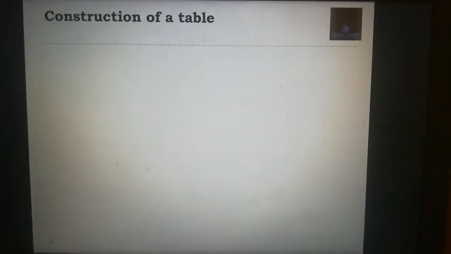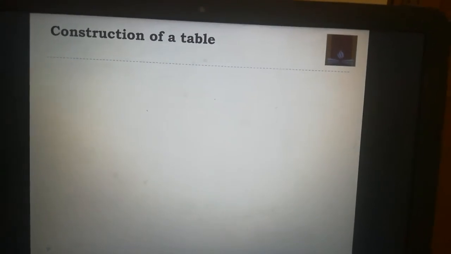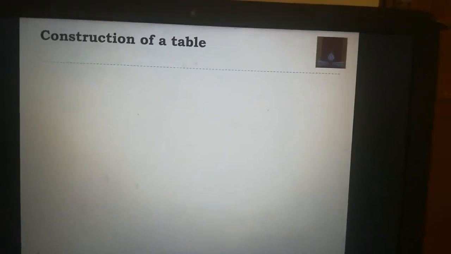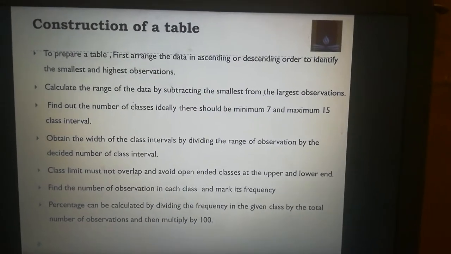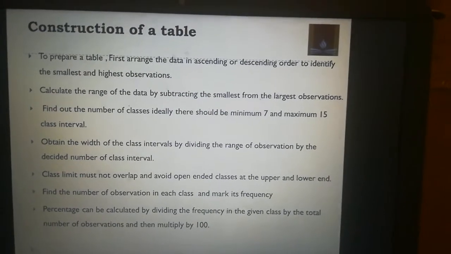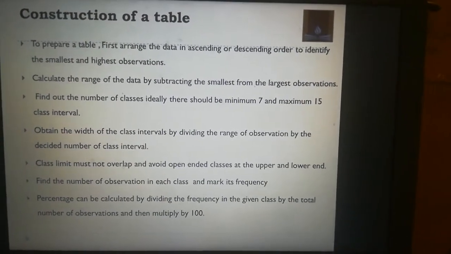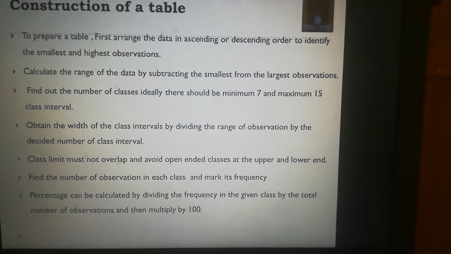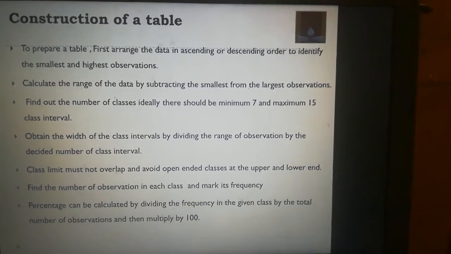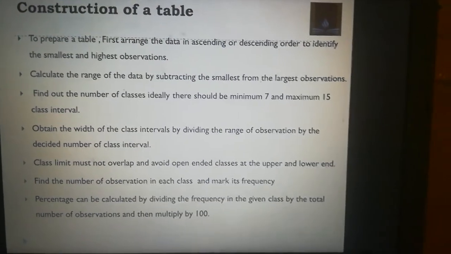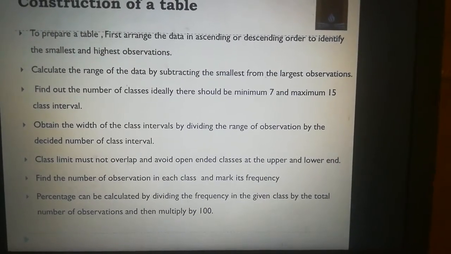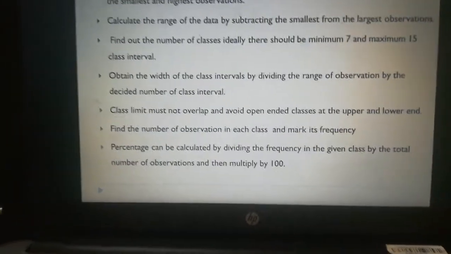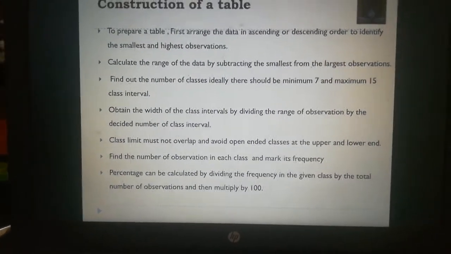First one is that the data we have collected should be arranged either in ascending order or in descending order. Either ascending or descending order, arrange the data and see the range. In order to calculate the range, we need to find the smallest value and the highest observation and subtract the smallest value from the highest value. That will give you the value of the range.